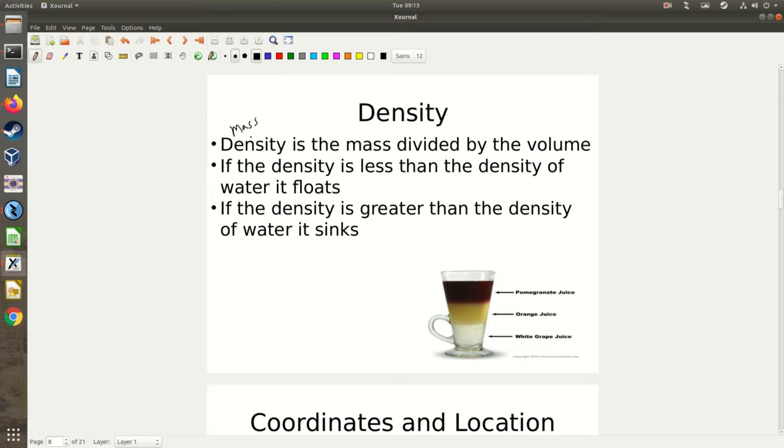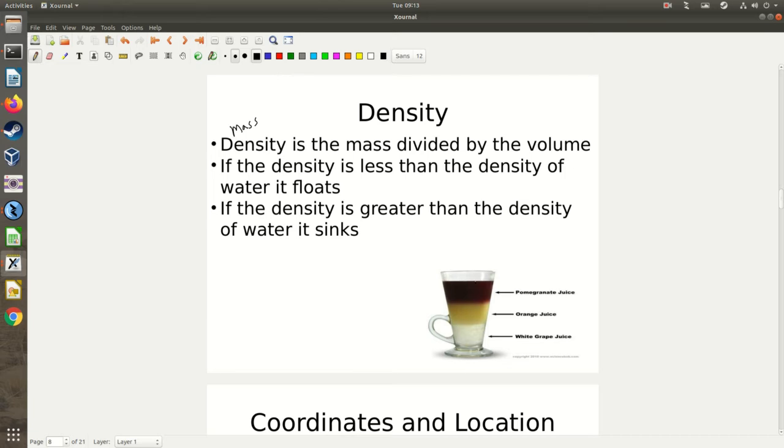If the density is less than the density of water, it floats, whatever object that is. And if the density is greater than the density of water, it sinks. Sometimes you can have varying densities. This is a picture of white grape juice. I forgot to put words on it, but oh well. White grape juice, orange juice, and pomegranate juice. So the most dense would be on the bottom, the least dense would be up top.